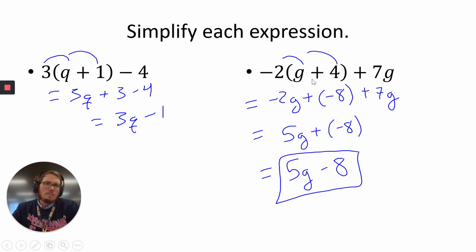Notice here I'm just writing this plus sign. When you first get started, you might find it easier to just leave this as a plus sign. Whatever symbol is there, leave it. And then negative 2 times 4 is negative 8. And then you can kind of work with it in that case.